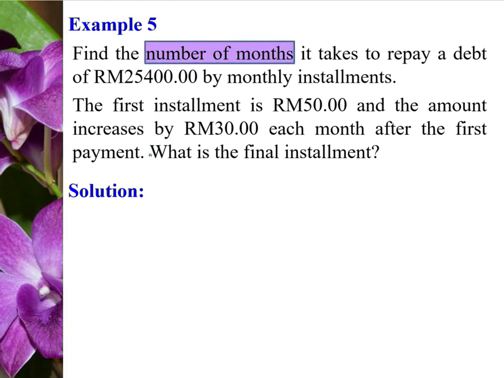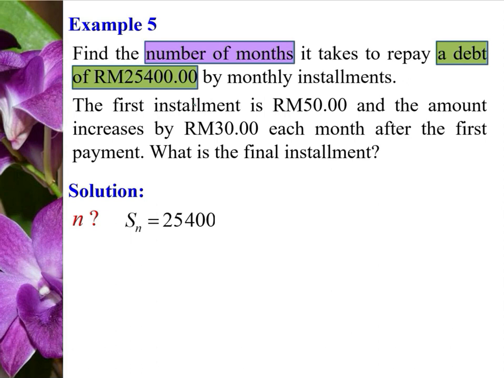Okay, and then a debt of 25,400 ringgit means that's the total debt that we have to pay. So it's the Sn. Why n? Because we don't know how many number of months that we need to pay it with. The first installment is 50 ringgit, that means a. And the amount increases by 30 ringgit, this is just the d.